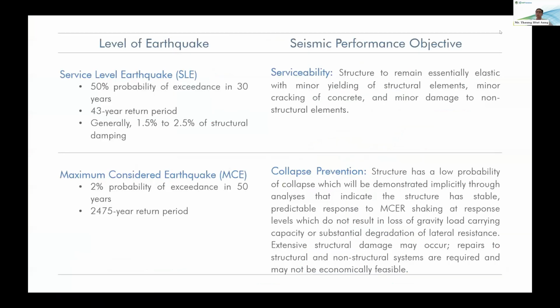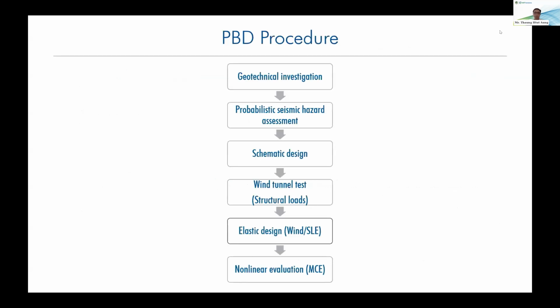finite element model. In PBD, normally we check 2 levels of earthquake: the service level earthquake for the serviceability check, and we design the building to remain essentially elastic under that level of earthquake. So the structural members will have minor yielding, and the structure can be serviceable after the earthquake. But for the MCE level earthquake, our performance objective is collapse prevention. The building should not collapse under the extreme earthquake, which has a 2475-year return period. Although it is not collapsed, the building may or may not be repairable after the earthquake.